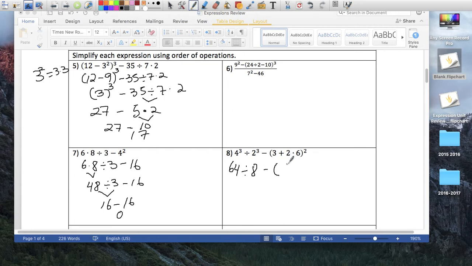Minus, inside the parentheses, I'm going to do 2 times 6 first, which is 12. And the 12 gets added to the 3. And 12 plus 3 is 15. So this is what I have inside my parentheses, and all that to the second power. 64 divided by 8 is 8, minus, and 15 to the second power is 225.